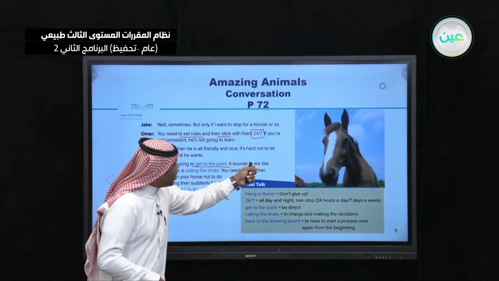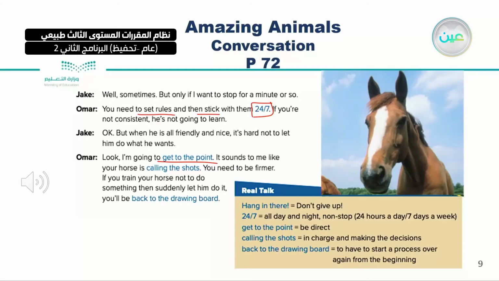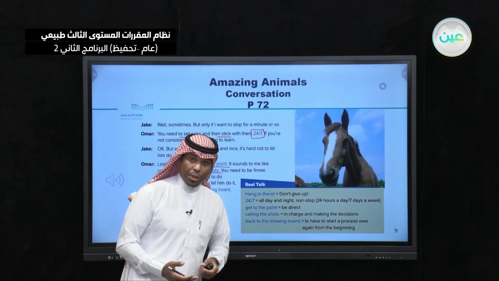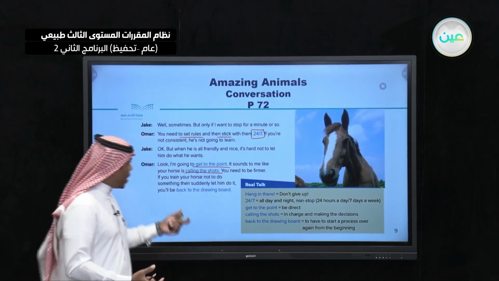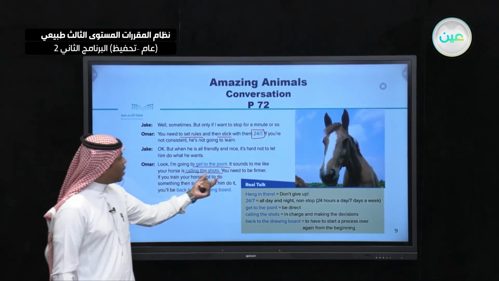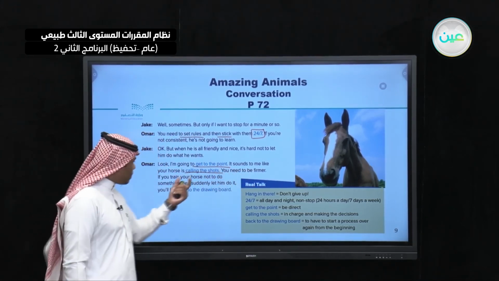It sounds to me like your horse is calling the shots, or is taking control of something. Calling the shots means being in charge and making the decisions I'm talking about here. Calling the shots, taking control of something. You need to be firm.